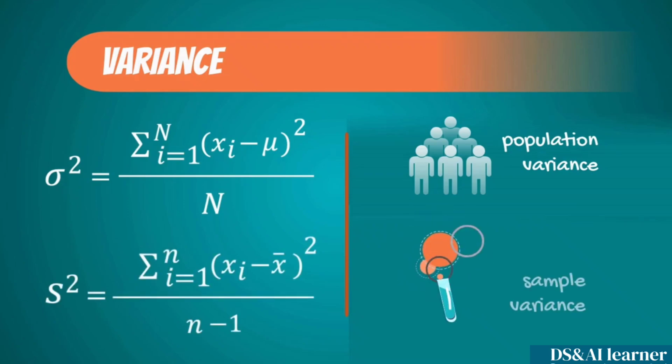Sample variance, on the other hand, is denoted by S squared and is equal to the sum of square differences between observed sample values and the sample mean divided by the number of sample observations minus 1.